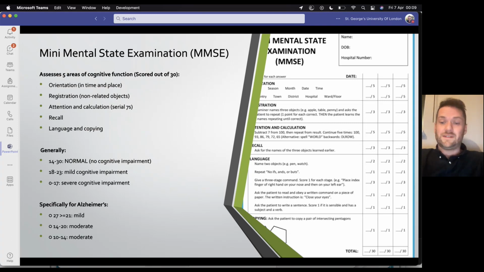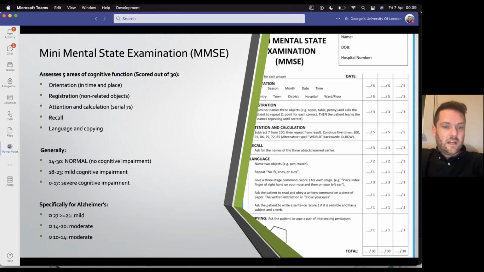Recall, very simple. It's just asking for the names of the 3 objects that you went through earlier. And then language and copying. So this is asking people to name what is this, what's this, getting them to repeat certain things. So for example, no ifs, no ands, no buts, or giving a 3-stage command. So this again is just sort of testing these little things of whether you are having issues with your language.